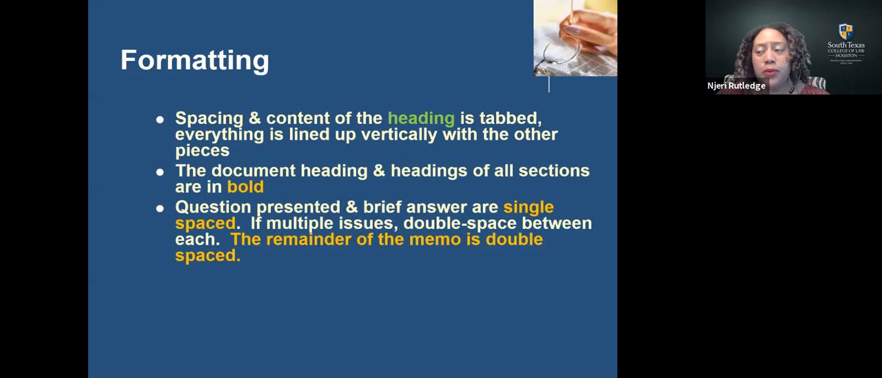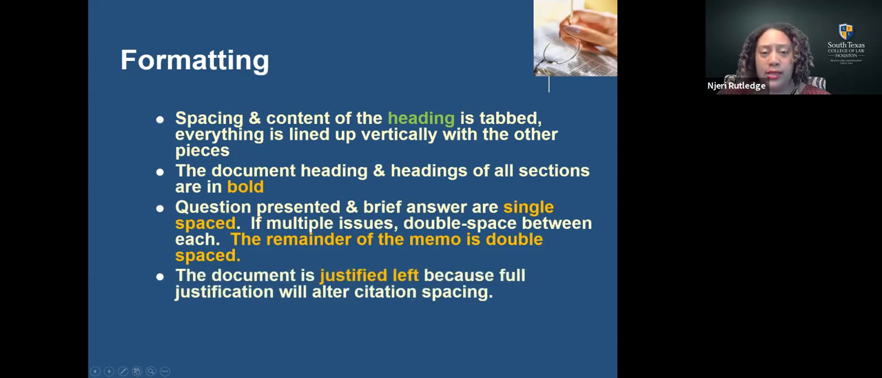Your question presented and brief answer, traditionally, those are single space. It looks better to be single space. There are some people who stylistically prefer it be double space with the rest of the memo. But I tell you, single spacing just that section is going to save you a lot of space and actually looks better because those sections tend to be very, very short.